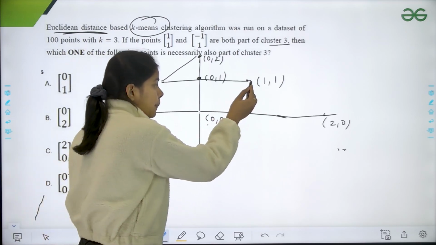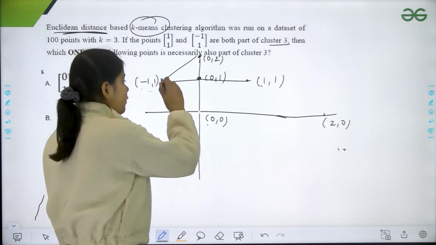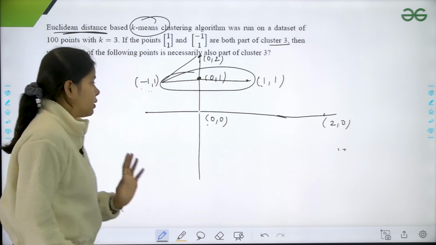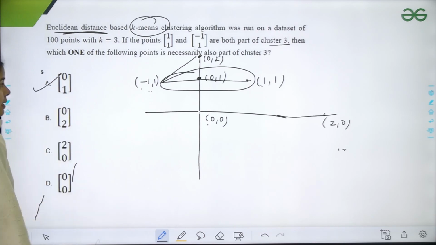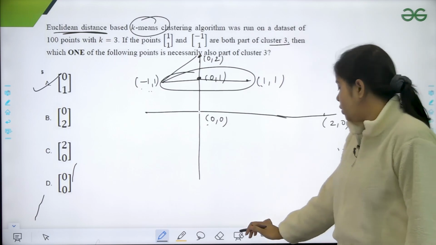If I take a cluster including the points (1, 1) and (-1, 1), I form a shape like that, so (0, 1) is always included. That's why I can say that option A is the correct option in this question.